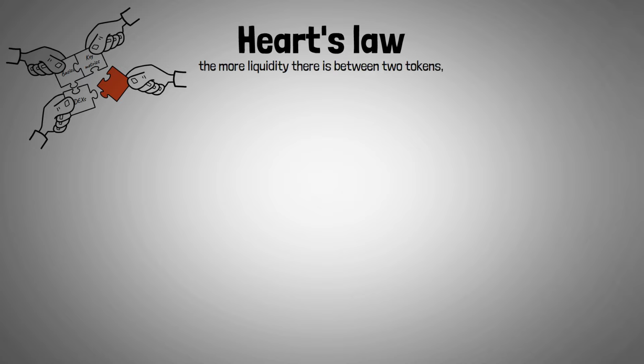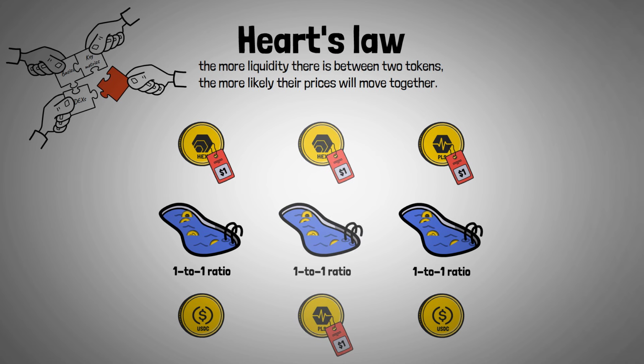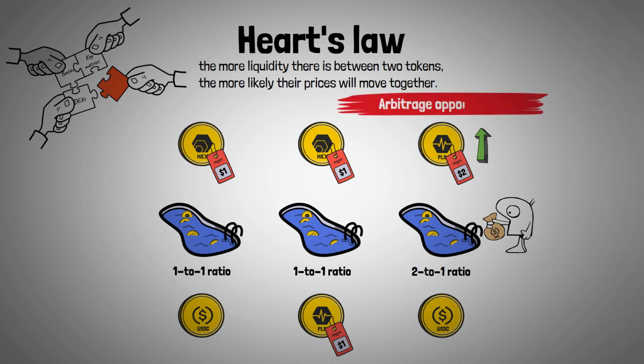Aiming to be successful in cryptocurrency, one must develop a broad understanding of liquidity, with Hart's law being a crucial piece of the puzzle. In essence, Hart's law states that the more liquidity there is between two tokens, the more likely their prices will move together. For example, let's say that both HEX and PLS are priced at $1 and are heavily bonded to USDC at a 1-to-1 ratio as well as to each other. If someone swaps a large amount of USDC for PLS, changing the ratio to 2-to-1, the price of PLS increases to $2. Since the other pools are still interchangeable at a 1-to-1 ratio, a discrepancy arises, leading to arbitrage opportunities.